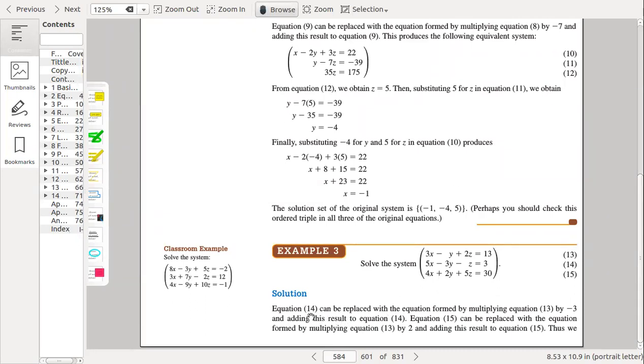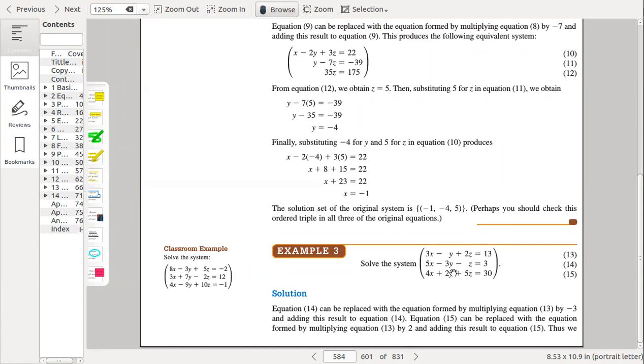So equation 14 can be replaced with the equation found by multiplying equation 13 by minus 3. So multiply first by minus 3 and add this result to equation 14. Because if you multiply this with minus 3, you will have here minus 9, and here you will have plus 3y. Here you will have minus 6z, and here minus 39.